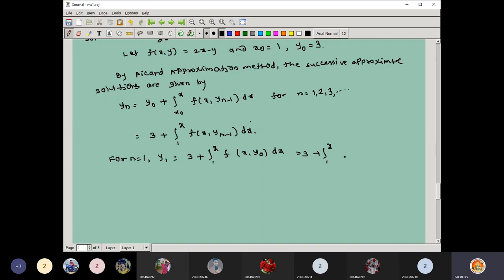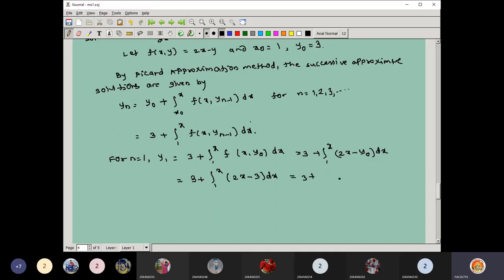So in your f of x comma y, no change in x. So 2x minus, whatever expression is given there, write that expression. Where y is, you write y naught. So it is dx. So this is equal to 3 plus, we first do the simplification, integral 1 to x of 2x minus y naught, which is mentioned as 3, dx.